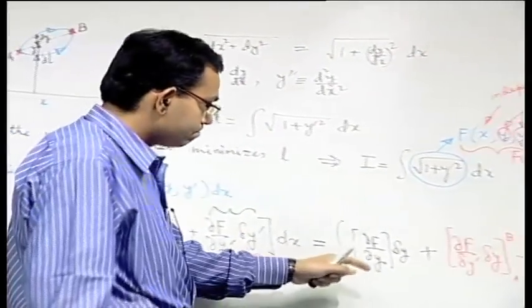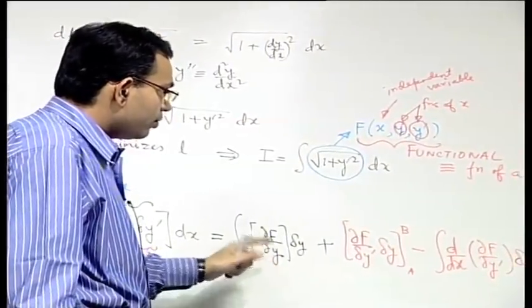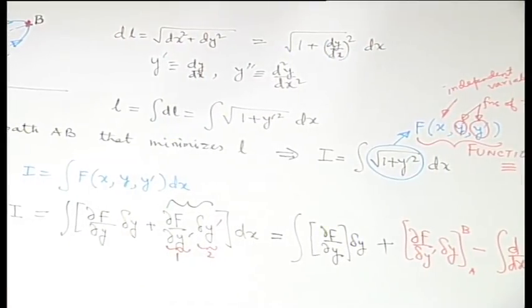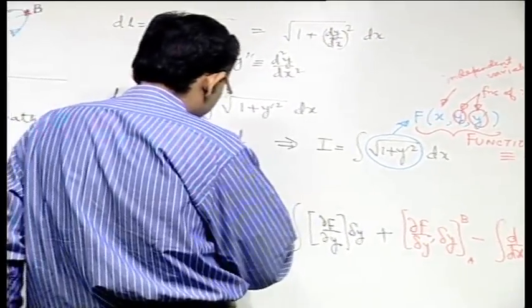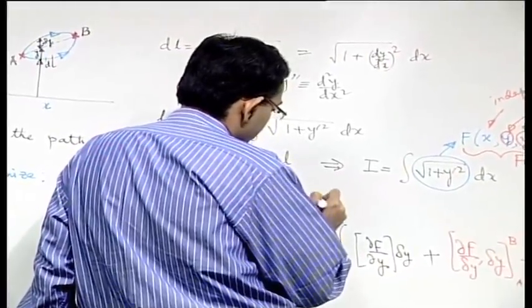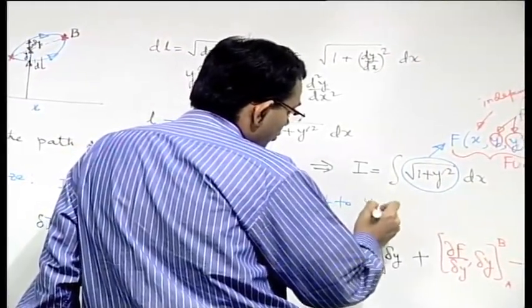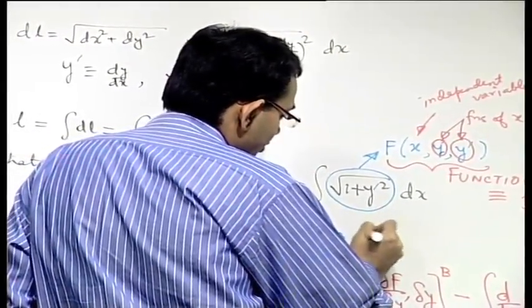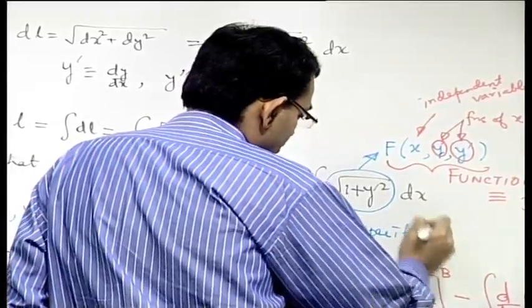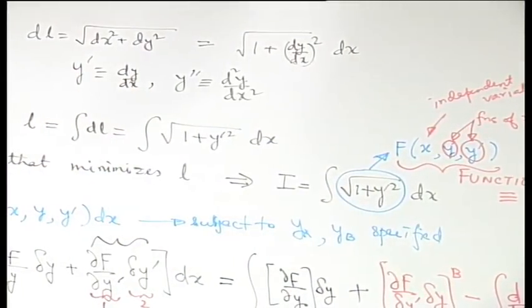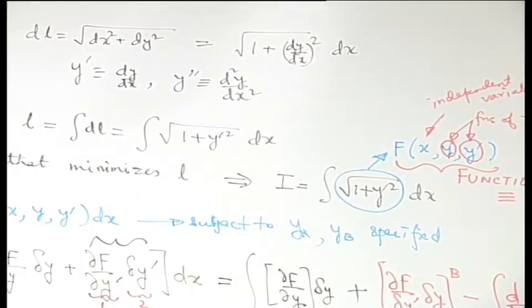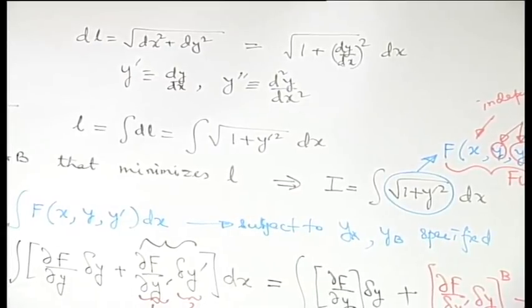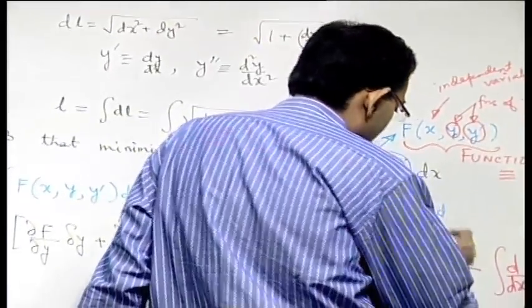Now, next what we will do is, we will use the boundary condition. So, we are minimizing this subject to what constraint or boundary condition? y at A and y at B specified. Since y at A and B are specified, you have delta y at A and delta y at B equal to 0. So, this term will be 0.